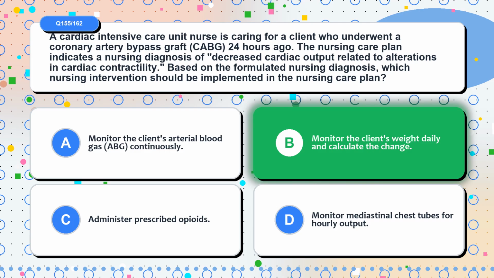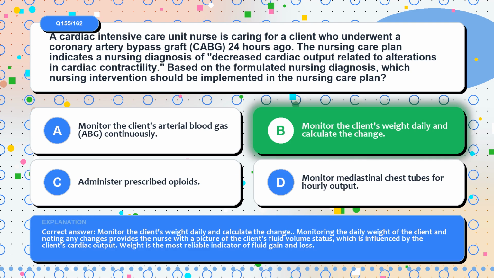The correct answer is option B. Monitor the client's weight daily and calculate the change. Monitoring the daily weight of the client and noting any changes provides the nurse with a picture of the client's fluid volume status, which is influenced by the client's cardiac output. Weight is the most reliable indicator of fluid gain and loss.